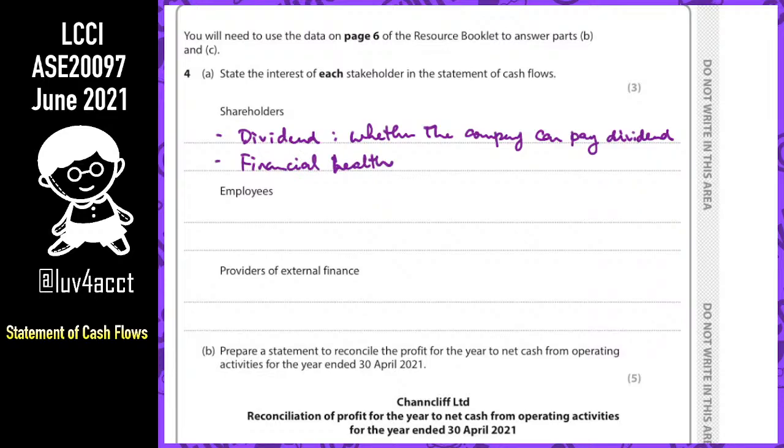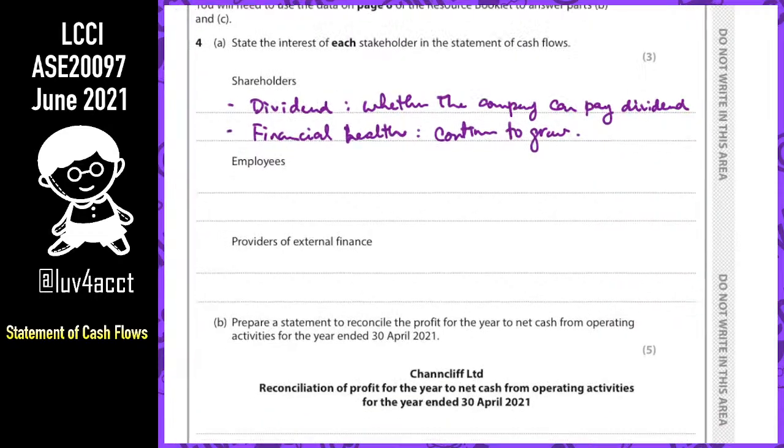Because in the short term, I would like to have dividend, but in the long term, if it is growing healthily, of course, I do not have to be afraid of dividend, and I can enjoy the capital gain from selling the shares if the share price goes up. So whether it will continue to grow. I can say something like this. 1 mark for each point, so you do not have to give so much detail. This just states the interest.